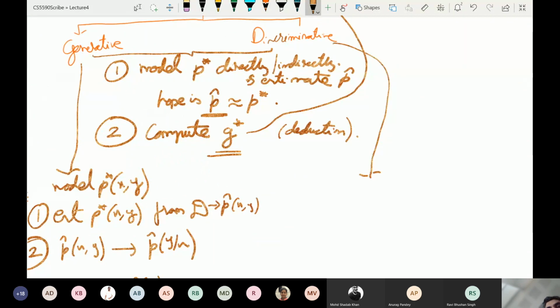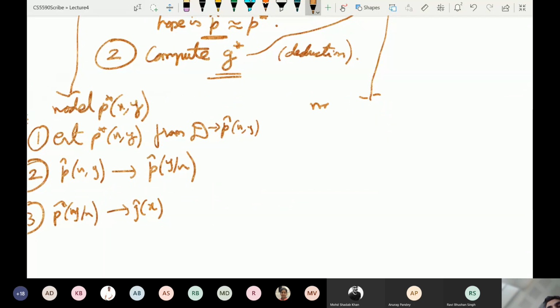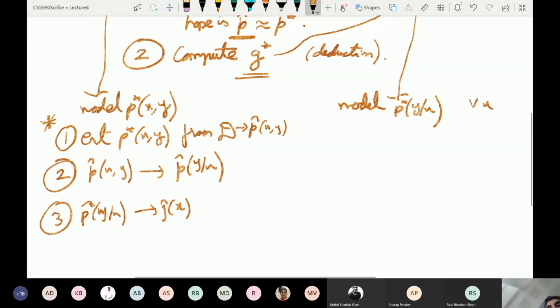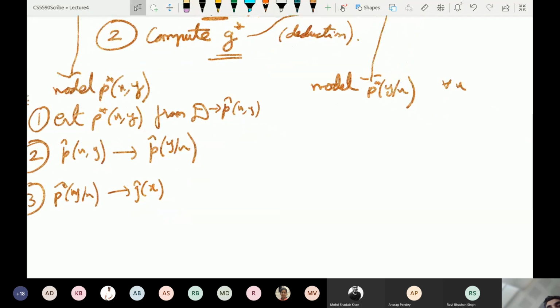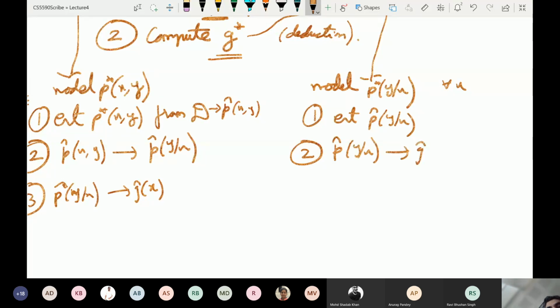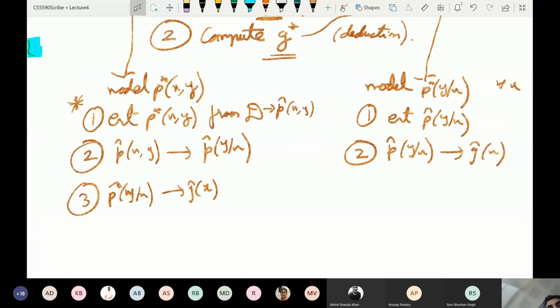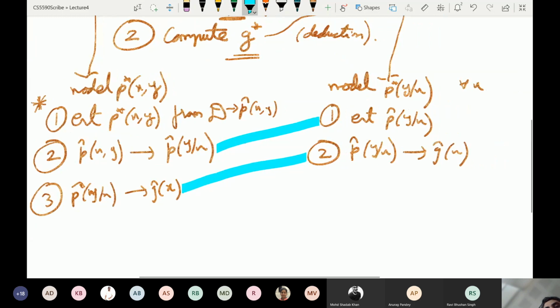Whereas in discriminative modeling, there is a fundamental difference again. You don't model the joint, you model the posterior directly. So the first step is to estimate the posterior, and the second step is the same: from the posterior, you get the Bayes optimal. So this is the same as this, and this is the same as this. There is one extra step in the case of generative modeling.